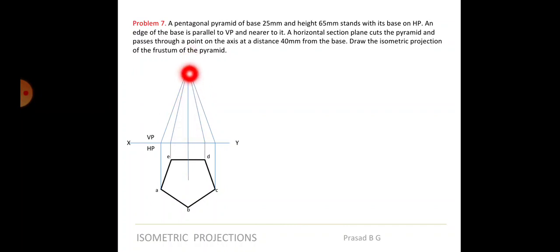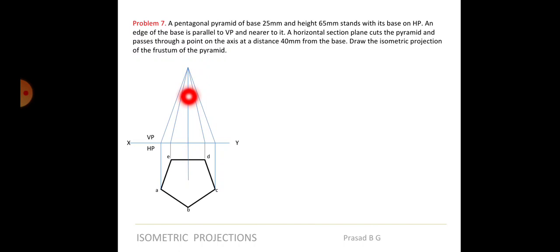The total height is 65, right? So from the base you measure 40 mm, somewhere here it will come. So the point is cut from here. That means you have to cut it like this, straight. Got it? So it is cut like this at a distance of 40 from the base, or in other words we can say if total is 65, from the top it should be 25. Okay, that's not given in the question, I'm just telling you for your understanding. Total it is 65. So from the base if it is 40 means from the top it is 25.